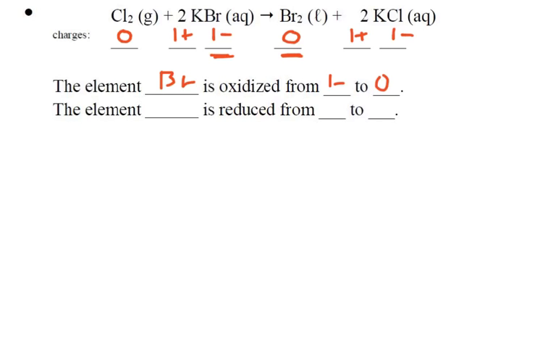And who's getting reduced? Chlorine is going from 0 down to -1, so that is getting reduced. The element chlorine is being reduced. Now, the chlorine is Cl2 and the bromine is Br minus in this case, but those are the elements.